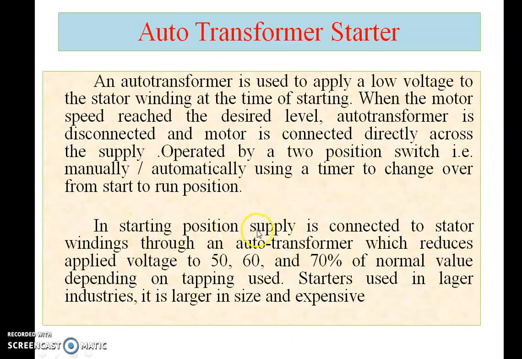So in the starting position, supply is connected to the stator winding through an auto transformer, which reduces the applied voltage to 50, 60 and 70% of normal voltage depending on the tapping used.